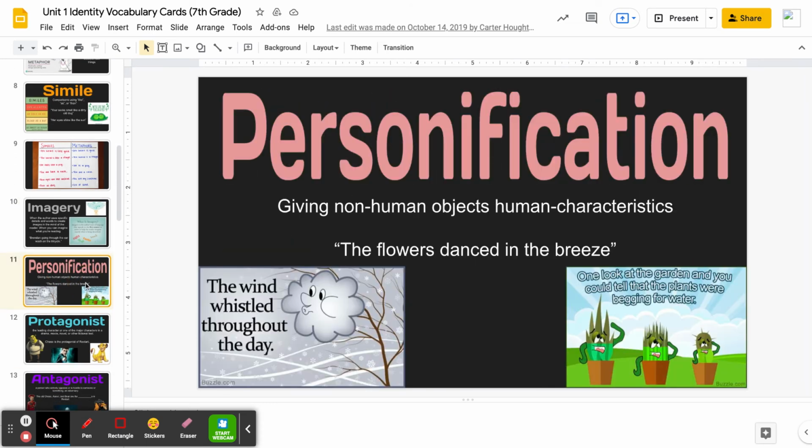The next word is personification. Personification is giving non-human objects human characteristics. So, for instance, the flowers danced in the breeze, the wind whistled throughout the day, or one look at the garden and you could tell that the plants were begging for water.